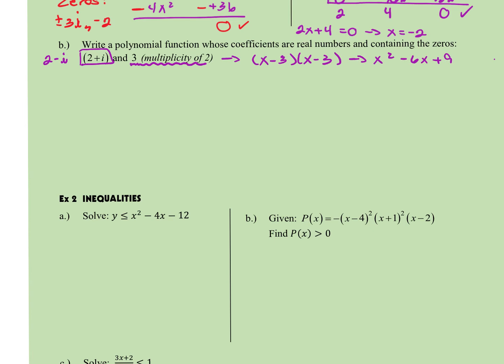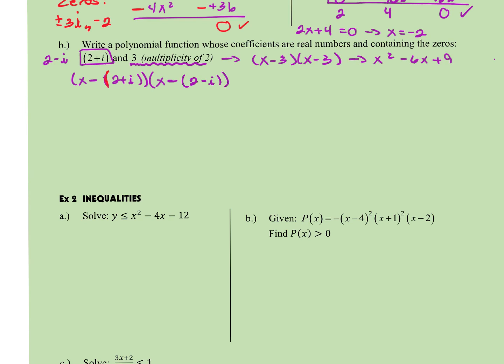We're going to have those complex conjugates. So the first thing that we're going to do, just like up above, is write these in their factored forms. So I'm going to say x minus this 2 plus i, and then I'm going to say x minus the 2 minus i. And notice these parentheses. These are some pretty important parentheses here.